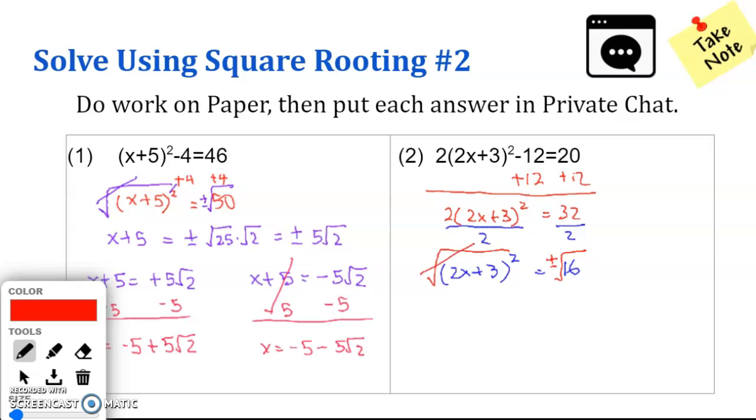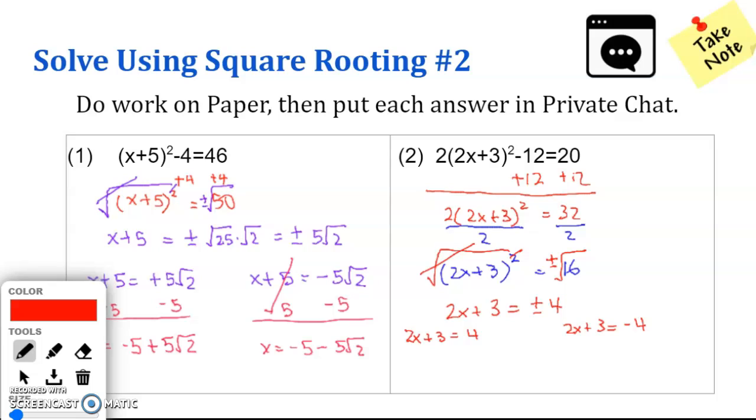Okay, squaring and square rooting cancel each other out, and you're left with 2x plus 3 is equal to the square root of 16, which is 4. So you have two different equations. Again, you need to write them out. The answer is not going to be the plus and minus version. It's going to be quite different. So that means 2x plus 3 is equal to positive 4, or 2x plus 3 is going to be equal to negative 4.